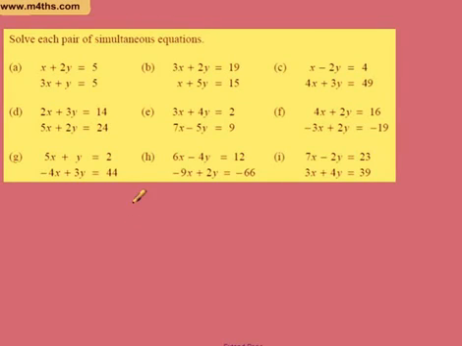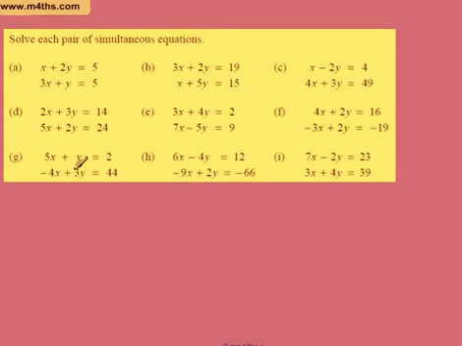In this tutorial we're going to look at simultaneous equations and we're going to look right the way through them. Now, the first method we can use is elimination. To eliminate, what we ideally want to do is ensure that either the x's are the same or the y's are the same. That's our first move.